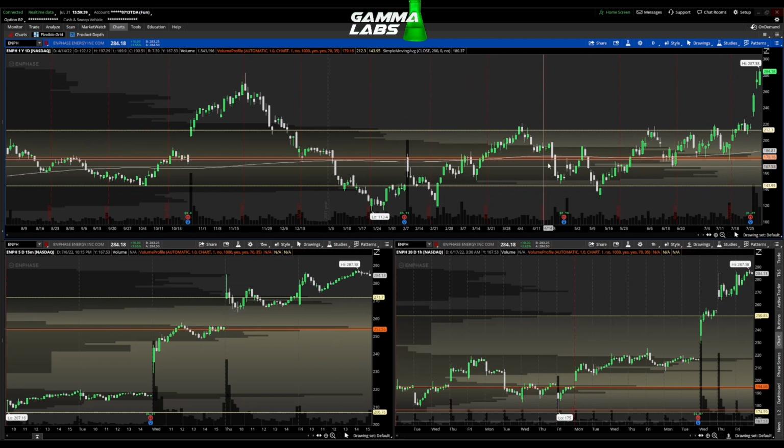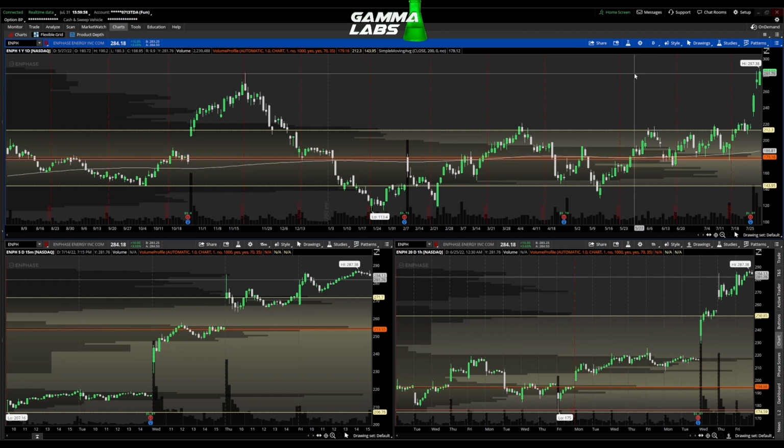Enphase still looks great. I mean, it had a hell of a move. Yearly point of control, broke through, tapped it, tapped it, tapped it, even while the market was weak. This was staying strong, and then boom, all the way up to 284. So, I mean, the damn thing almost doubled, it feels like. What would I be looking for in continuation?